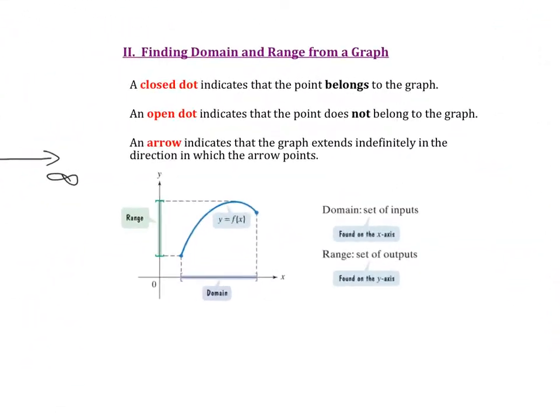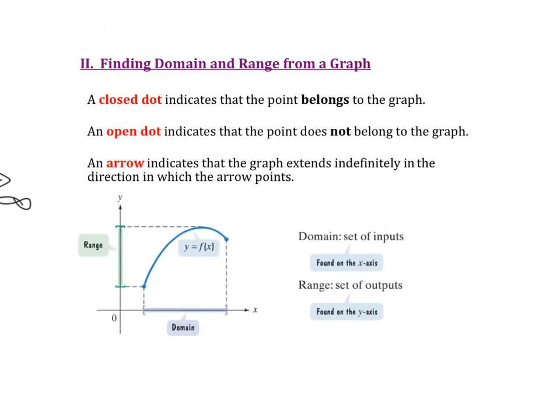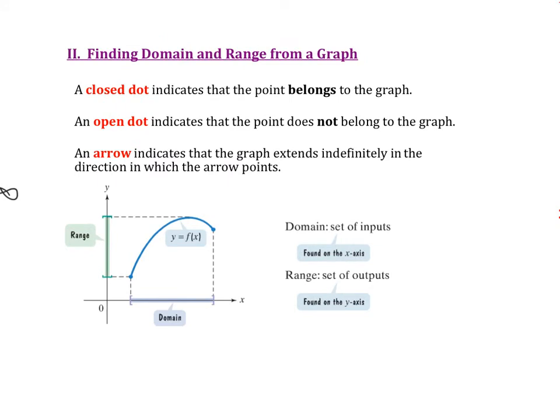Now, graphically, how can we do this? Graphically, when we're dealing with domain and range, we have to keep in mind that our domain represents the x values and our range represents the y's. So for our domain, we're going to follow along on the x-axis and see where our graph is defined. And for the range, we'd follow along on the y-axis.